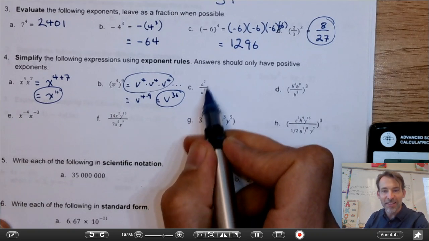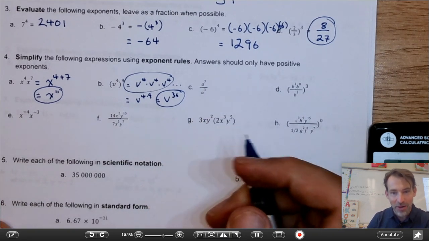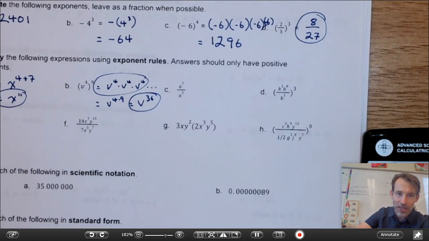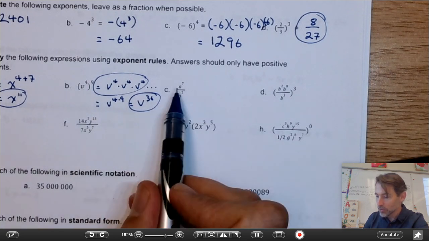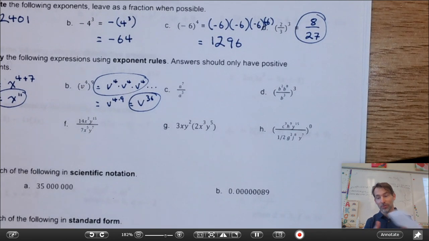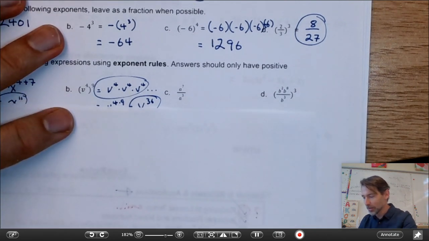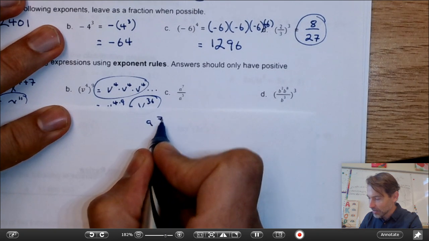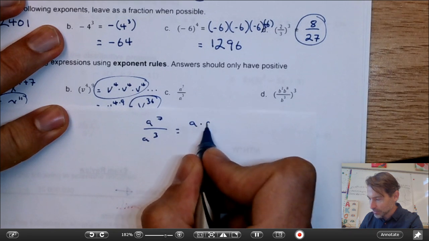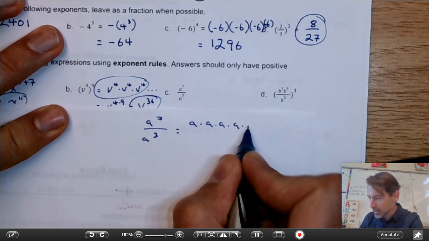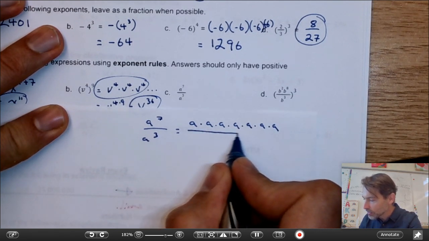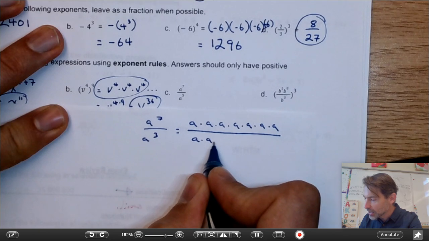Okay. When dividing powers of the same base, a to the 7 divided by a to the 3. Here, we could use expanded form again to remind ourselves of these. I'm going to do this one. A to the 7 divided by a to the 3 is equal to a times a times a times a times a times a times a, which is the correct number of a's, divided by a times a times a.